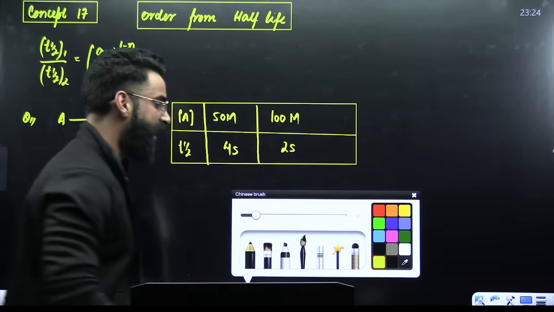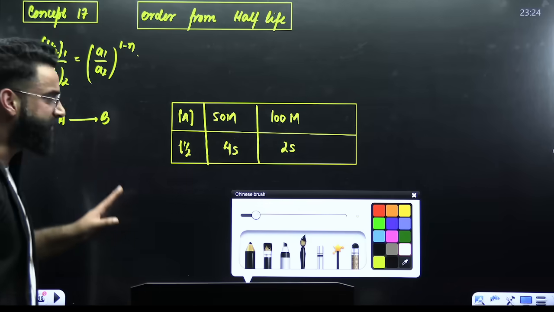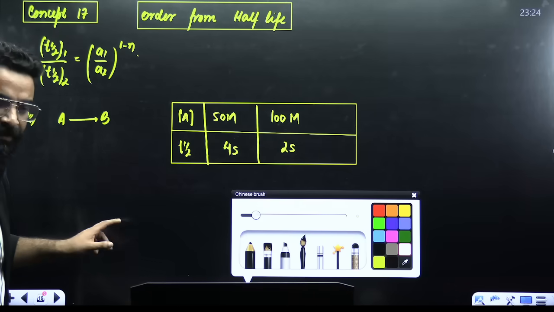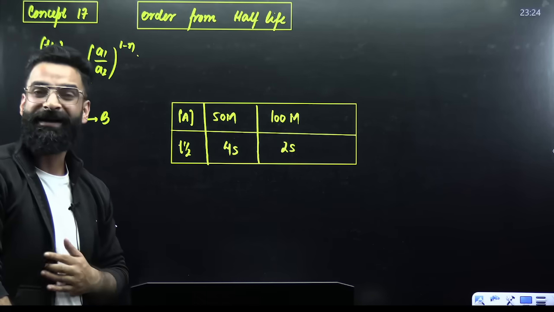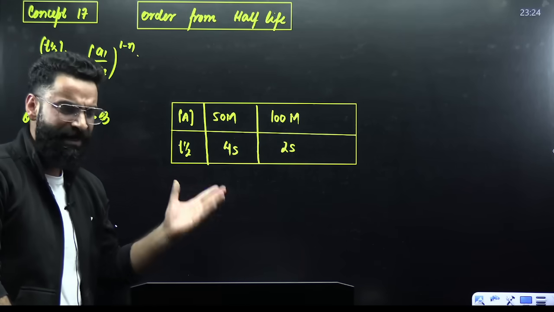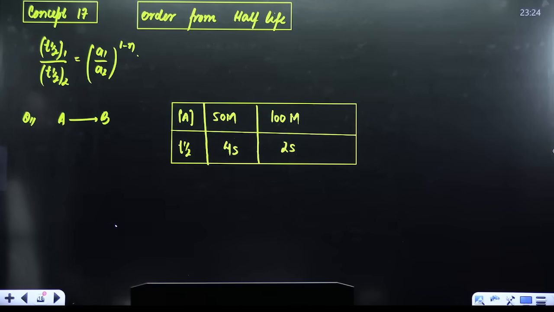Now, order from half-life. This is the typical question, my dear students, which is asked in the NEET examination nowadays. Basically, these sort of questions are asked in the JEE examination, but they can copy it in the NEET as well because it's a pretty simple question. See, how do we have to do this sort of question?